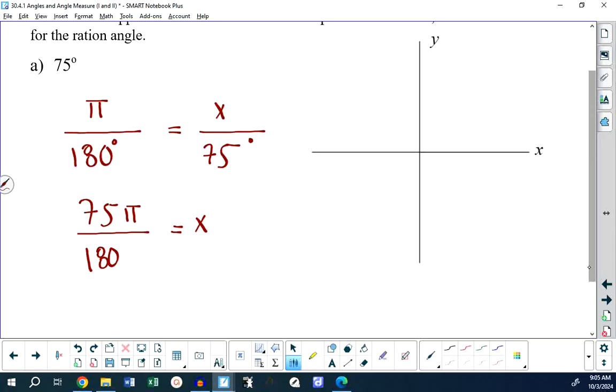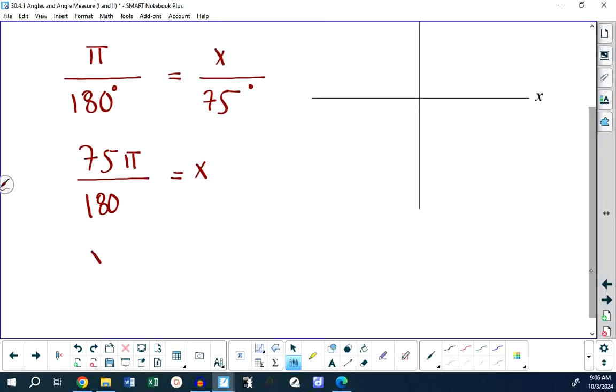And if you couldn't be bothered to think about it, then I suppose you could put 75 divided by 180 into your calculator and go math, enter, enter. But 5 goes into 180 36 times. 15, I want to say it's 5 over 12. Is that right? So x is equal to 5 pi over 12 rads.